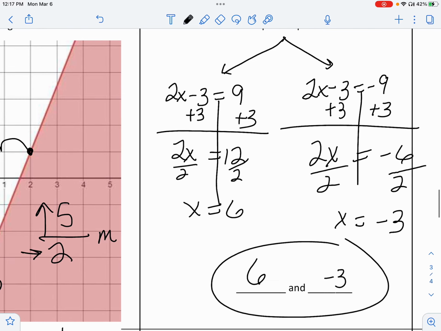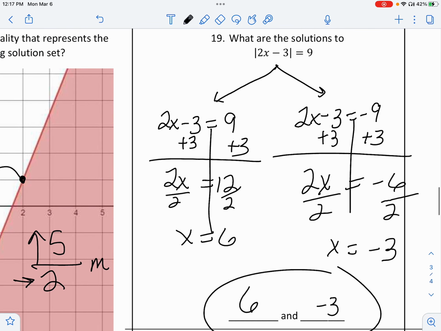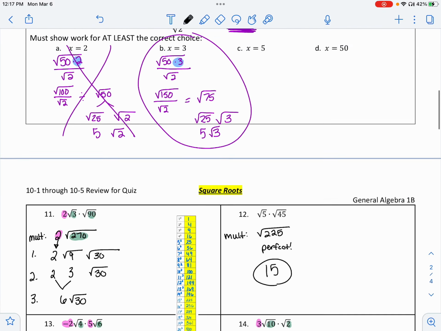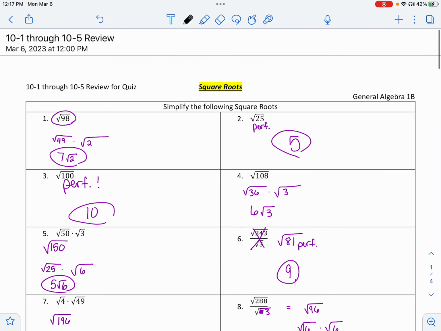And that's it for the review. The key will look very similar to this, the same amount of problems. You'll have 3 with variables. You have some that are perfect, some that aren't perfect. And we'll call it a day.